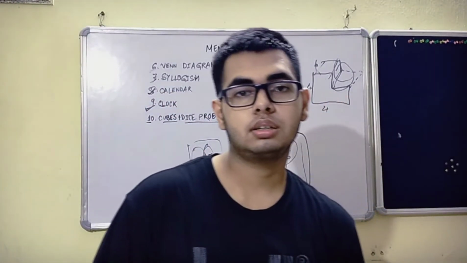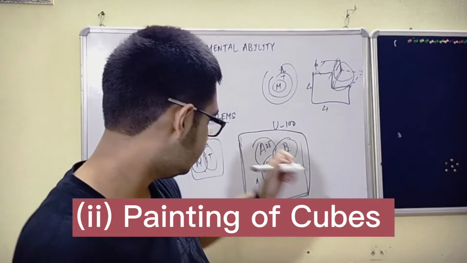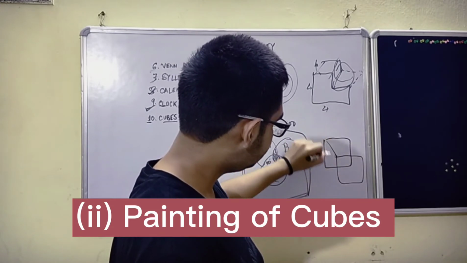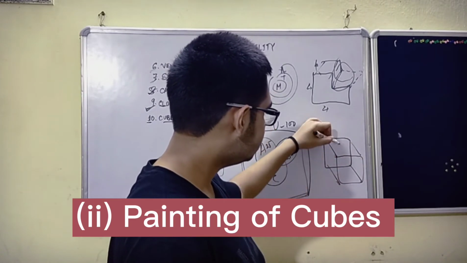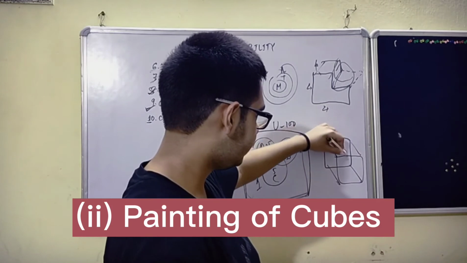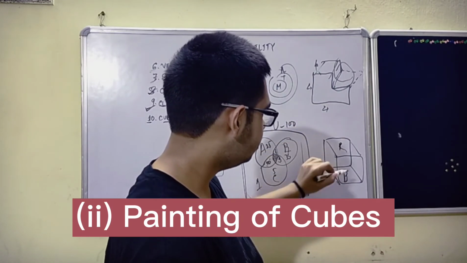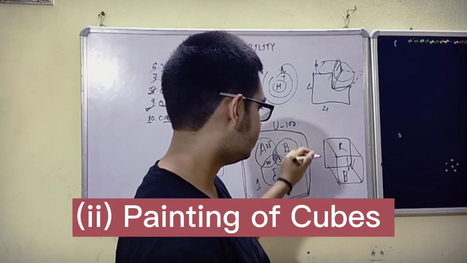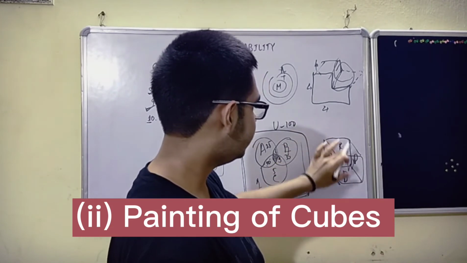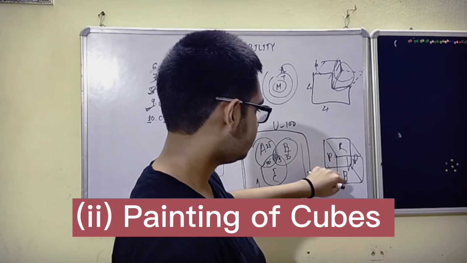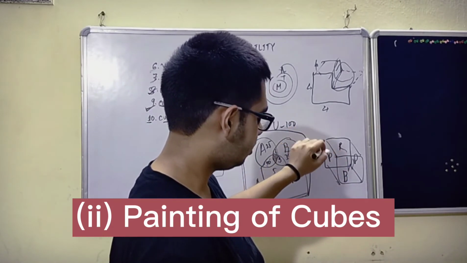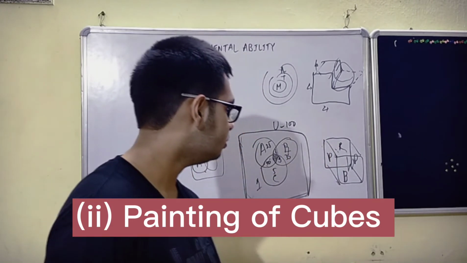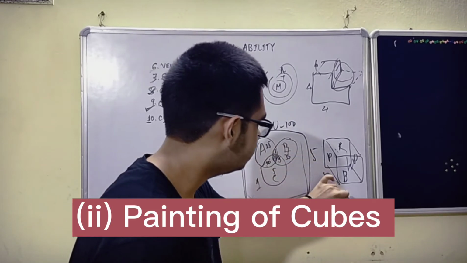And also one type of question is painting of cubes. Now painting of cubes is like there is a cube. The upper face is colored red, the bottom face is colored, let's say, blue, the front face is colored, let's say, white, the lateral faces are colored, let's say, pink, and the opposite side of the front side is left blank. So now suppose this is a 5 into 5 into 5 cube.